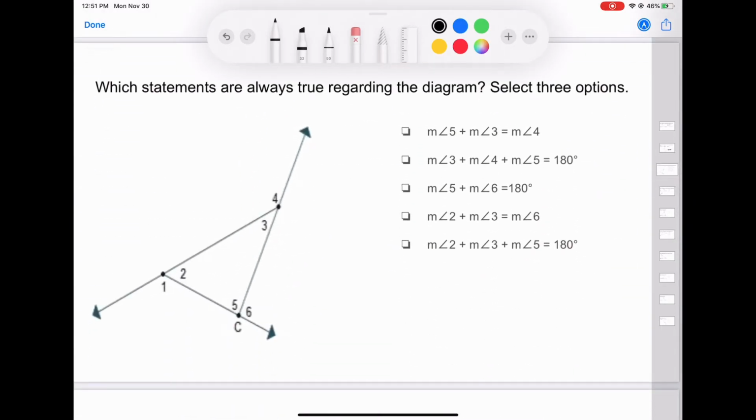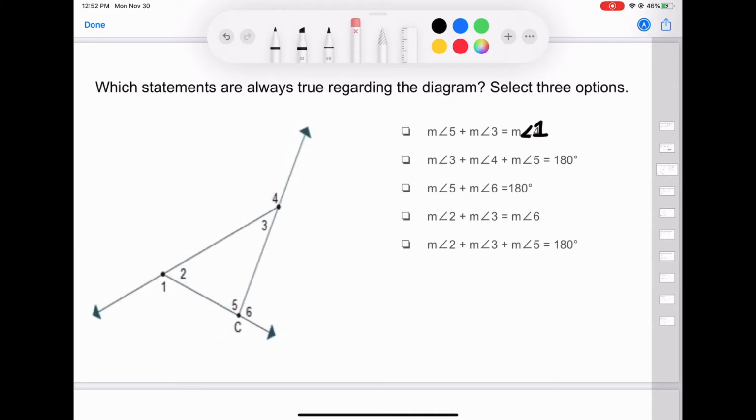This problem asks, which statements are always true regarding the diagram? Select three options. So, the easiest way to go about this problem again is to try each of these different options and see if they apply here. So here we have angle 5 and angle 3 are equal to angle 4. Well, angle 4 is actually adjacent to angle 3, thus that would not be true. In order for this statement to be true, we would have to have adjacent to the measure of angle 1. Therefore, that is not a true statement.